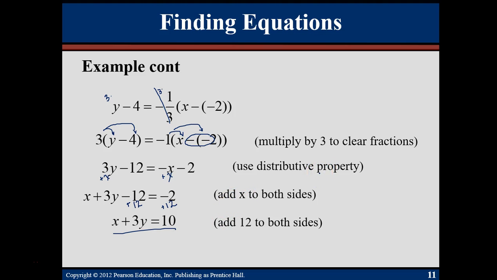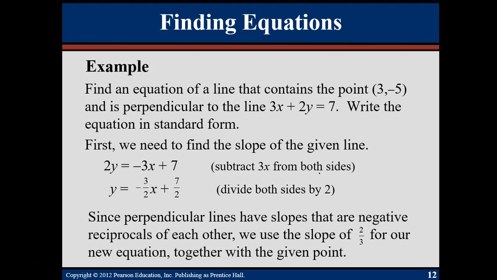If you wanted to find a line perpendicular to another line, we would have a similar process, but those slopes would be negative reciprocals of one another. So if I wanted to find the equation of a line that contains the point (3, -5), but now is perpendicular, I need to still rewrite this. I still need to subtract 3x from both sides so that I get 2y is equal to negative 3x + 7, and then divide everybody by 2.